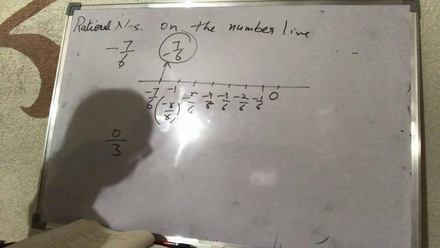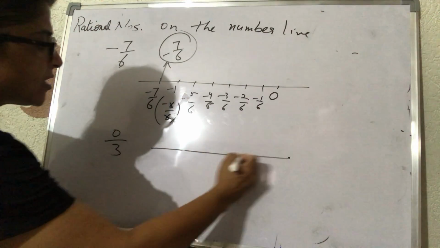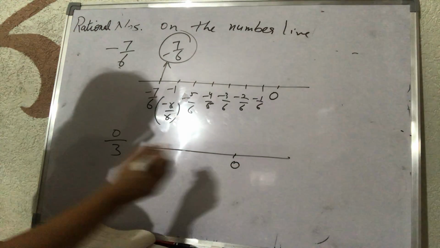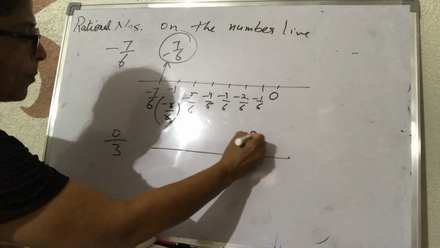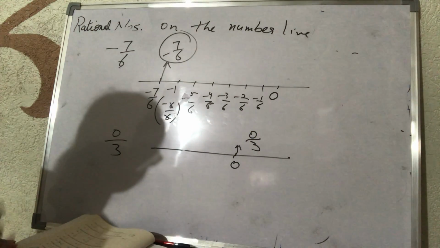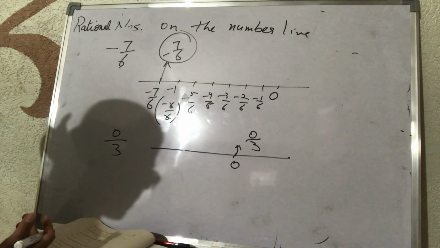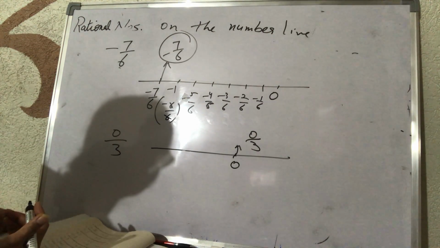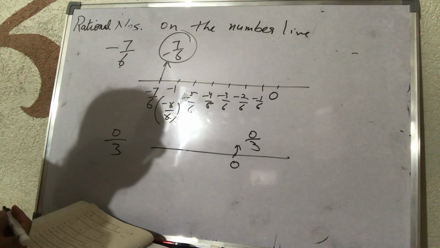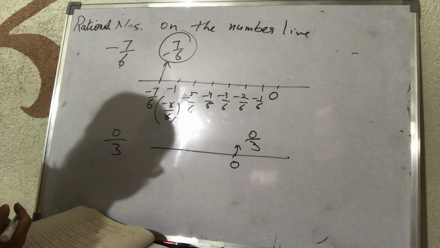Suppose we have to show 0 upon 3, 0 upon 10, 0 upon 7. Any rational number whose numerator is 0, that rational number will be 0. So this will be 0 upon 3. If it is 0 upon 7, the answer will be 0. If it is 0 upon 11, the answer will be 0. So 0 will show the rational number 0 upon 3.